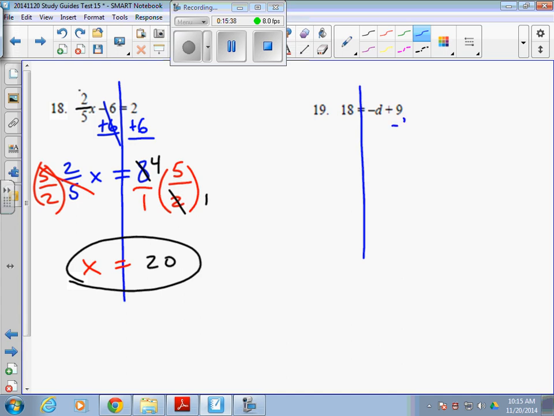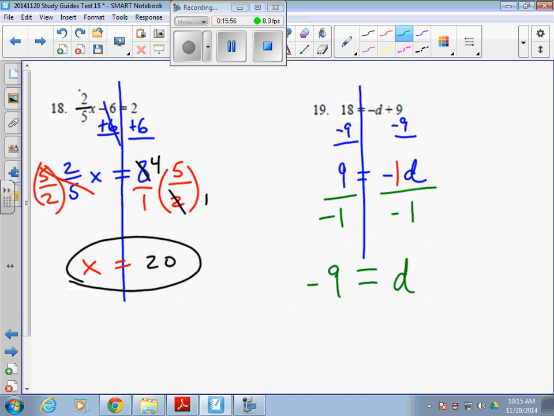Number 19, you're undoing your order of operations again. Undo plus 9 by subtracting it. If you do it there, do it here. 18 minus 9 is 9 equals negative d, which is the same thing as negative 1 times d. Undo negative 1 times something by dividing by negative 1. If you do it there, do it here. A positive divided by negative is a negative. 9 divided by 1 is 9d. d is equal to negative 9.